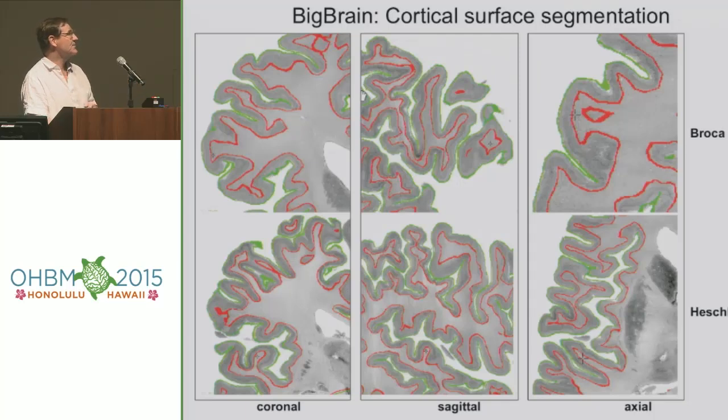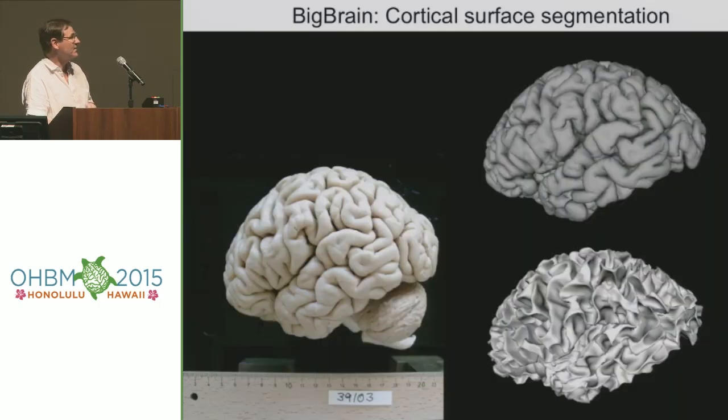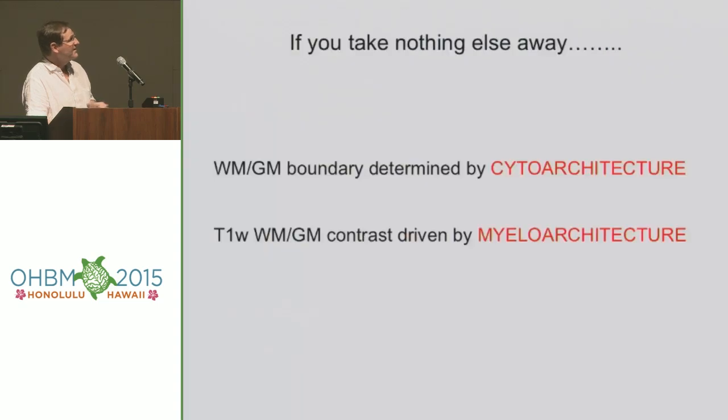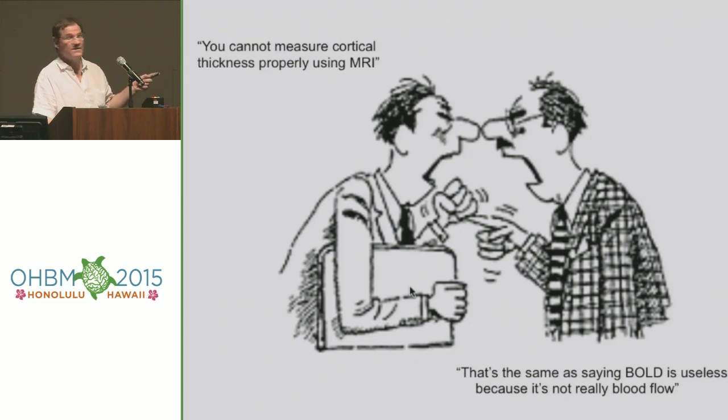We're pushing it down to about 200 microns, but every time we go down a factor of 2, the volume goes up by a factor of 8. It gets that much harder as you go to resolution below about 200 microns, but we're working on it. So if you take nothing else away from this talk, the white matter, gray matter boundary is determined by cytoarchitecture. The T1 white matter, gray matter contrast is driven by myeloarchitecture. And we'll still be back here in a year's time. Thank you very much.